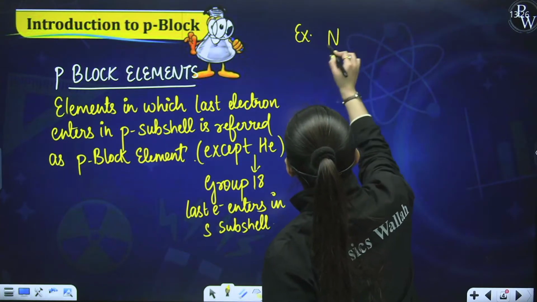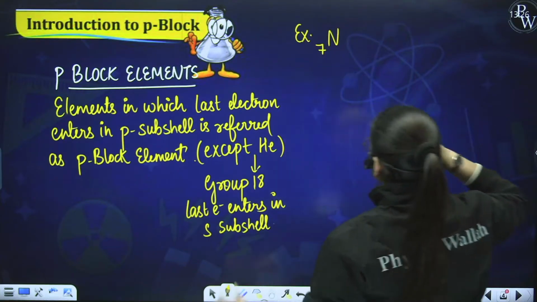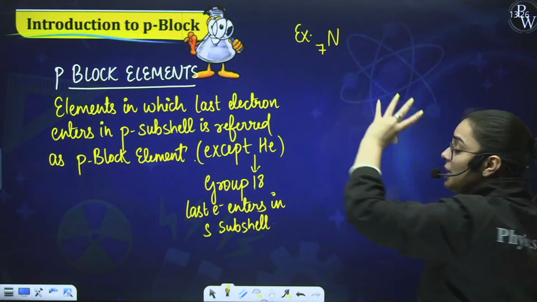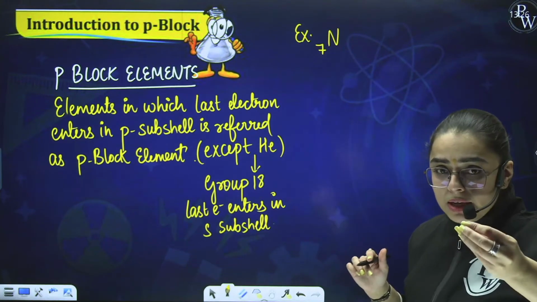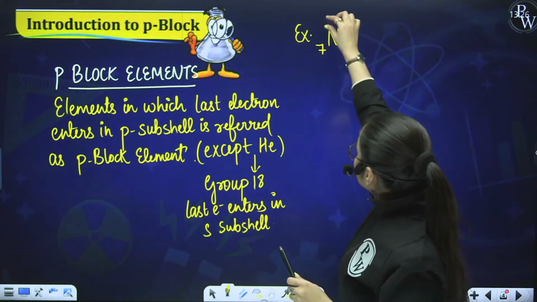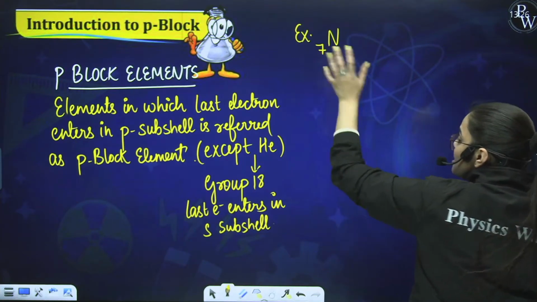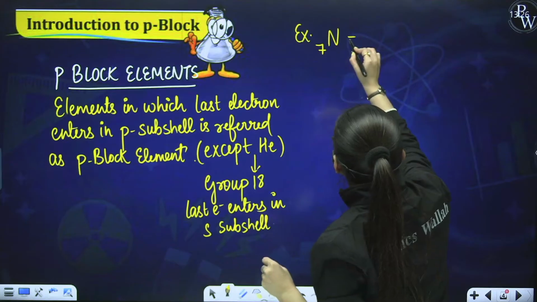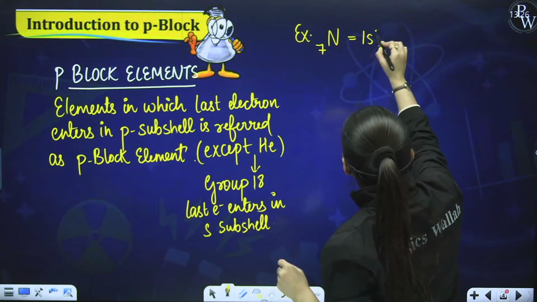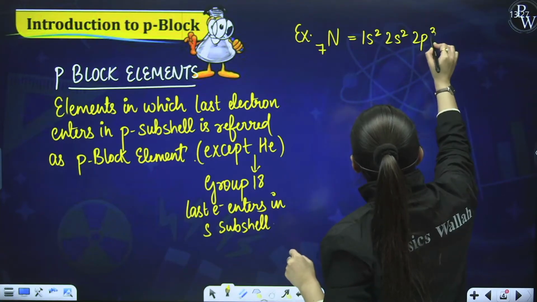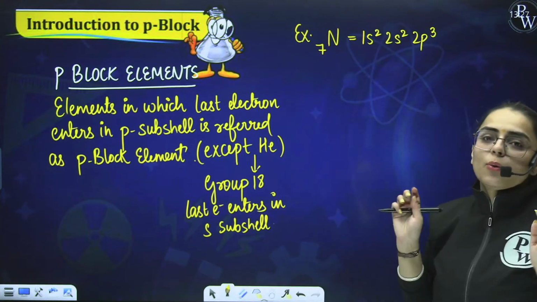What is the atomic number of nitrogen? Whenever we write the atomic number, we write it at the base. Whenever you write the mass number, you write it on the top. Is it clear? So I'm writing the atomic number over here, it's 7. Now what will be the electronic configuration of nitrogen? It is 1s2, 2s2, 2p3.